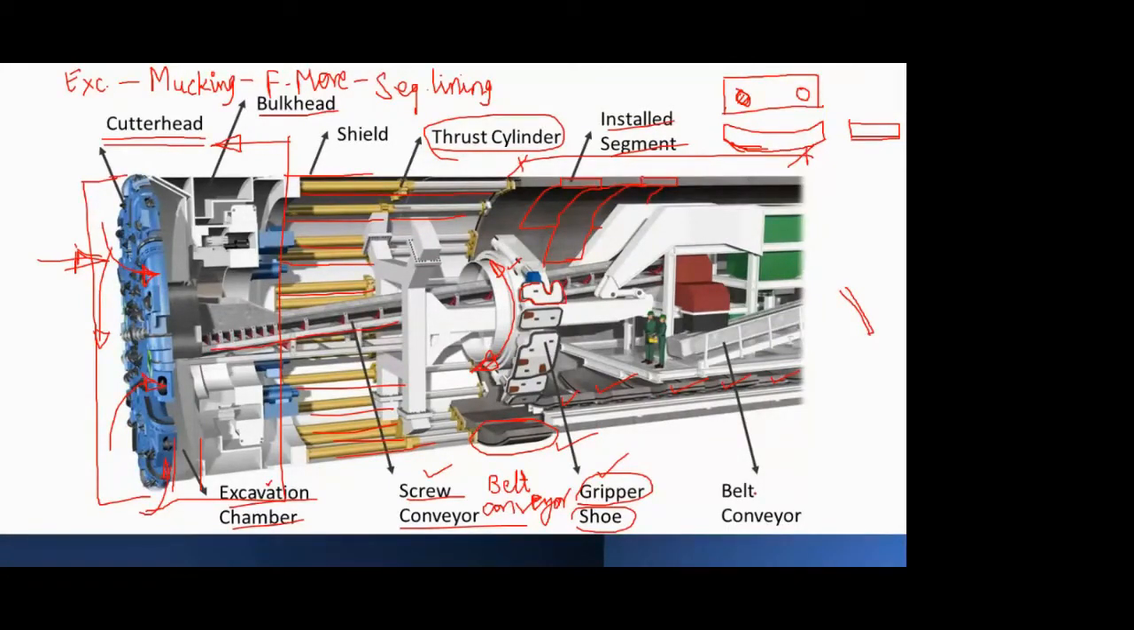And the last component that you see here is a belt conveyor. Whatever material is collected from the screw conveyor goes through this, and you have a dumping channel over here, and then it is dumped on this belt conveyor, and this belt conveyor takes it out of the tunnel. So these are the main components of your TBM.